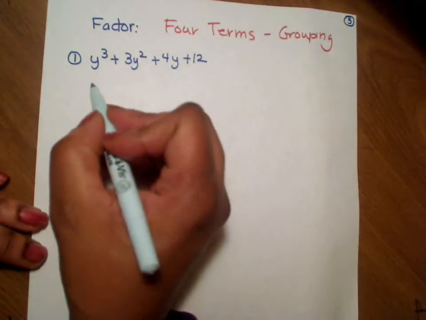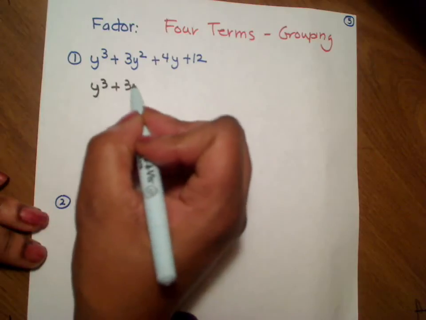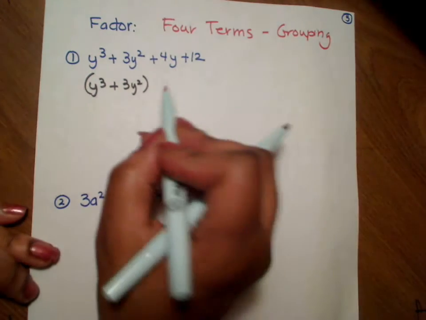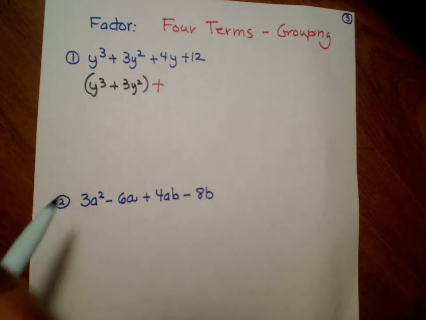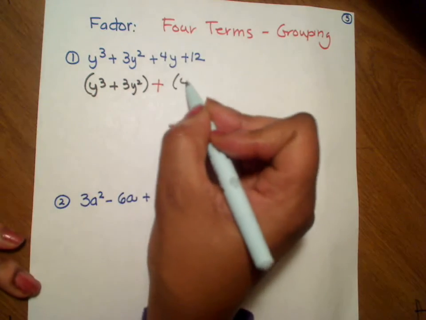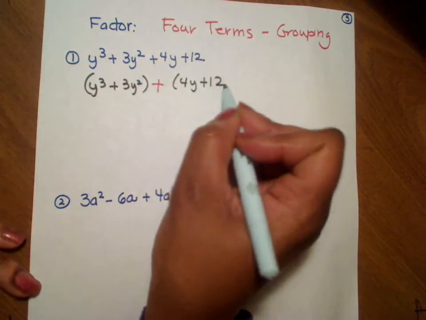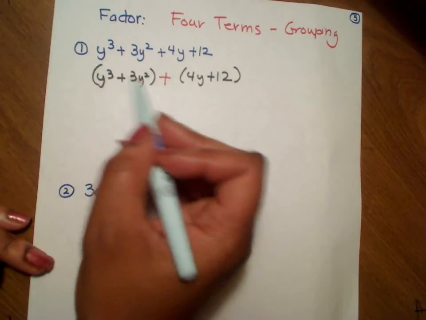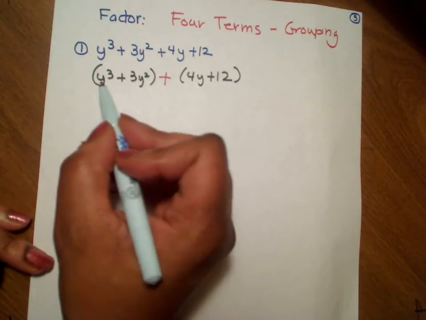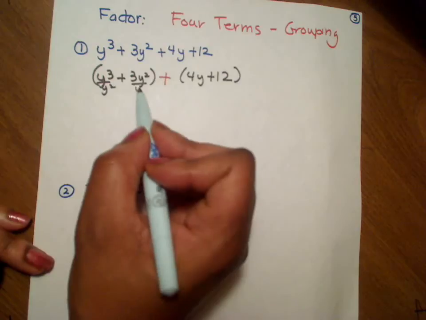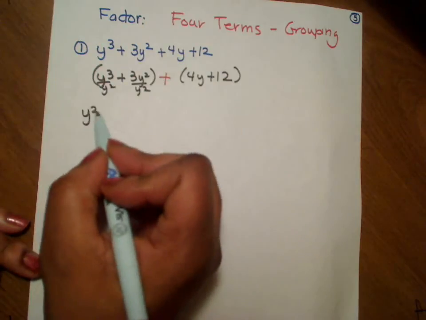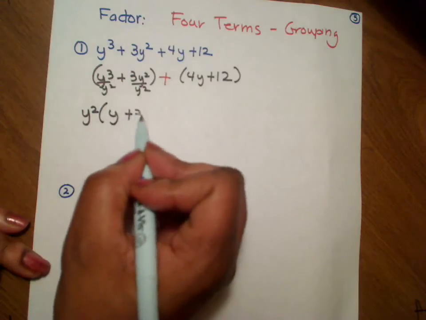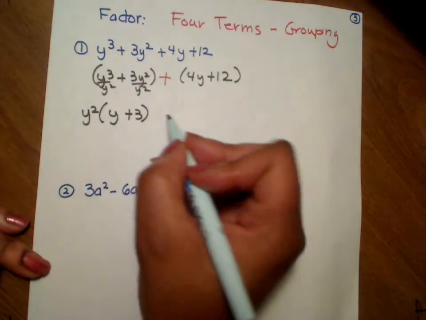Notice here I'm going to put the first 2 together, and I'm still going to have them separated by plus. So put the plus, and then I'm going to put the last 2 together. Then I'm going to say, looking at these 2, what can I factor out of both? Here, if you notice, I can factor out a y squared from both. So on the outside I have a y squared. When I reduce each one of the fractions, I have a y plus 3. So that takes care of this.